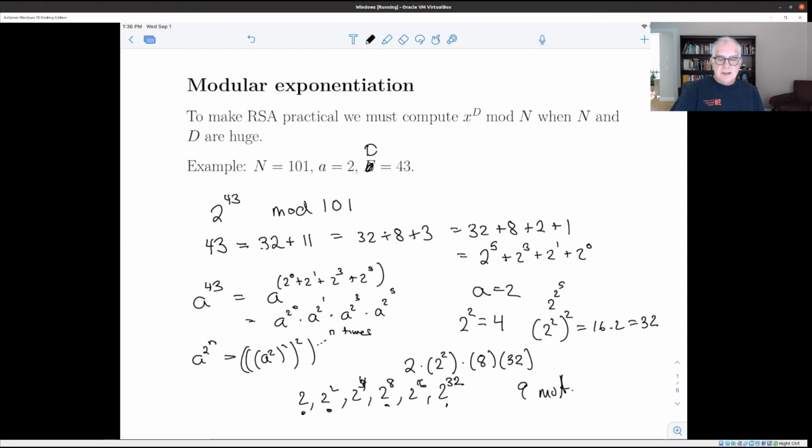Now, this is kind of ungainly here, and I'm going to skip some steps and show you how to do this in an automatic way, where you don't have to first work out what the binary expansion is of your exponent. You can just follow these instructions, or if you know a little bit of programming, it's easy to write a computer program to do this.